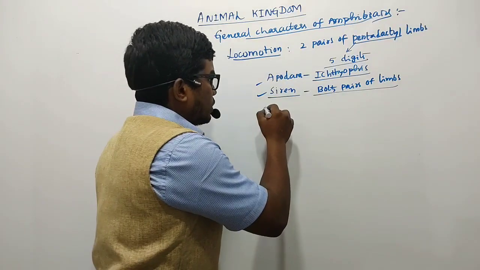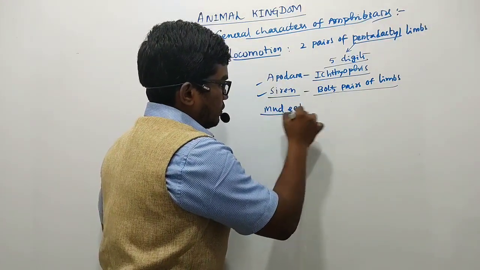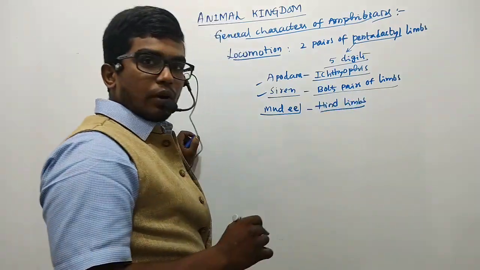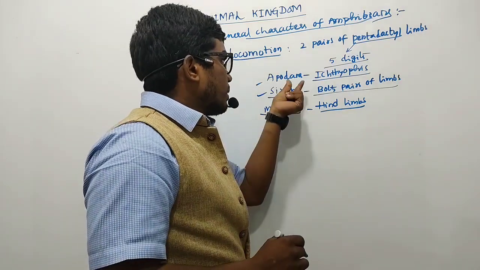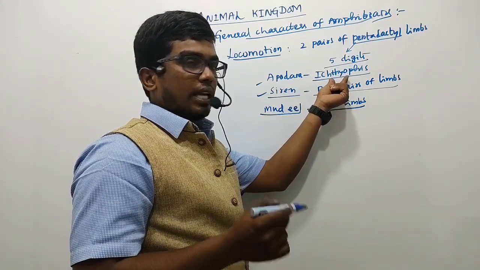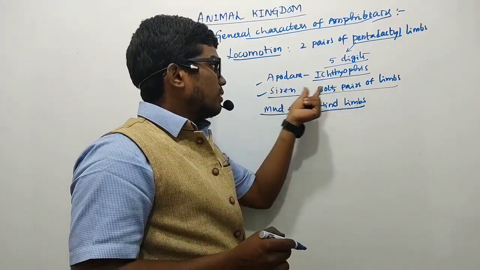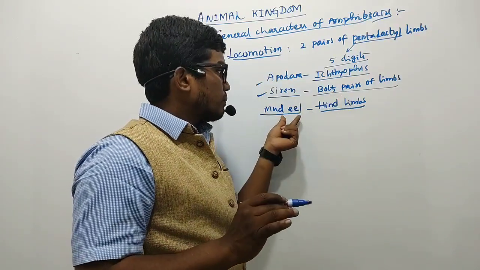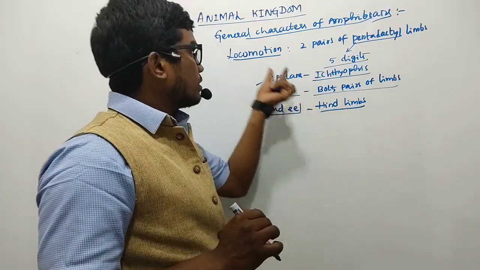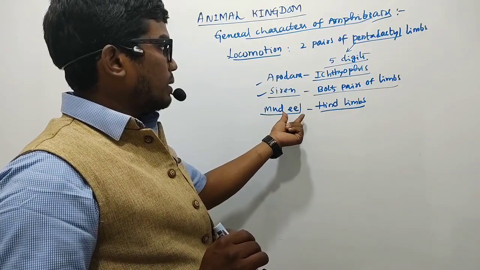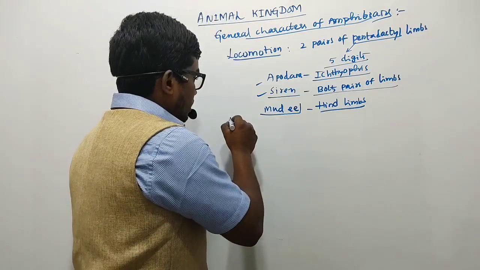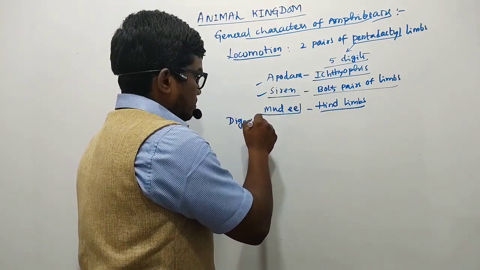Then with respect to mud eel, hind limbs are absent. Are you getting my point, children? See, apodans like Ichthyophis, where one or both limbs can be absent. Siren, both pairs of limbs are absent. Mud eel, only the hind limbs are absent. Remember, because we are talking about locomotion, there will be a few exceptions which we need to take into consideration. Next, moving on to the digestive system.